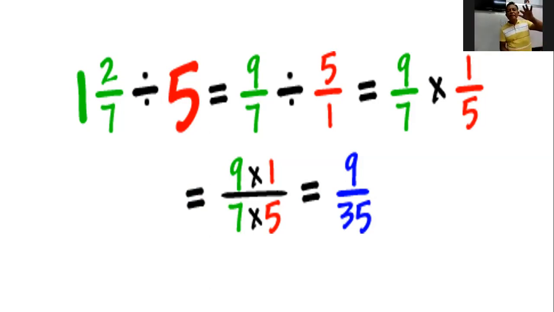Then you invert 5 over 1, so it becomes 1 over 5. You change it into multiplication. So 9 times 1 is 9, and 7 times 5 equals 35.